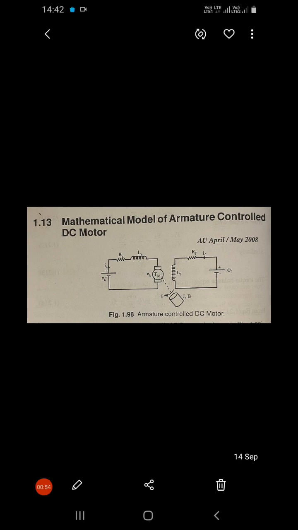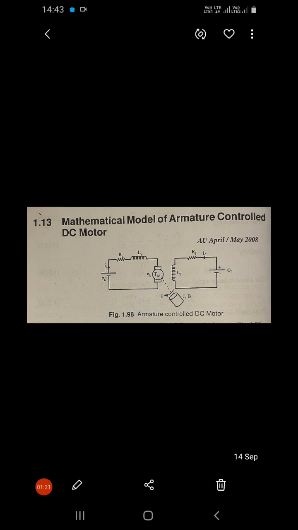Okay, so there are some requirements of good servo motors. The first requirement is they should have a linear relationship between torque and speed. The second requirement is that the response of servo motors should be fast, and the third requirement is that inertia should be low.